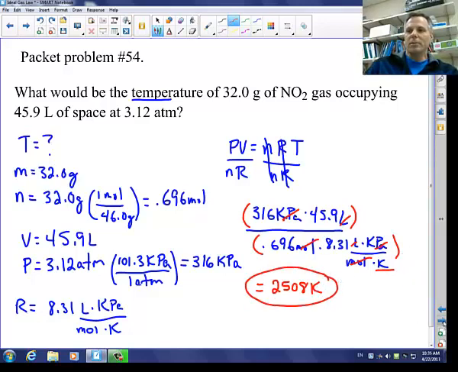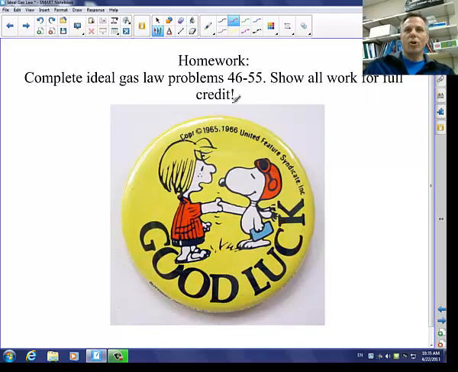Well, that's about it. The remaining time today, if you could work on the problems 46 through 55 in your packet. They're all ideal gas law problems. Show all your work as you're going through, and good luck.